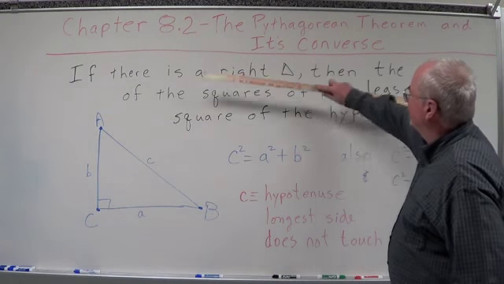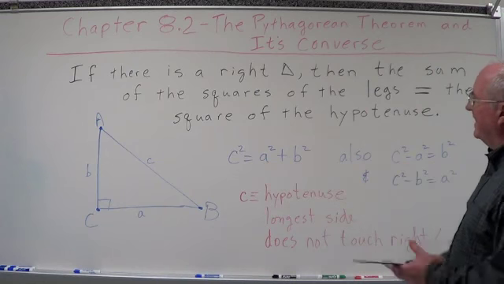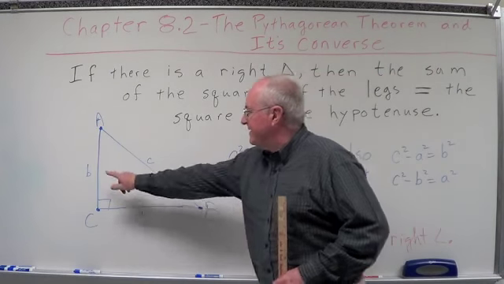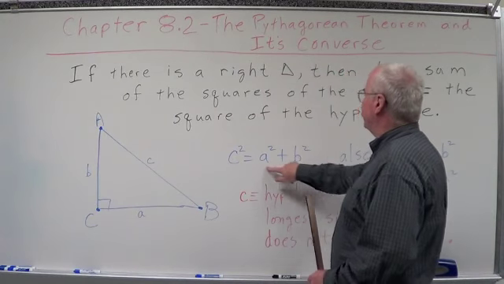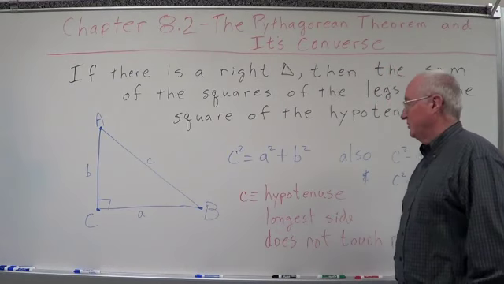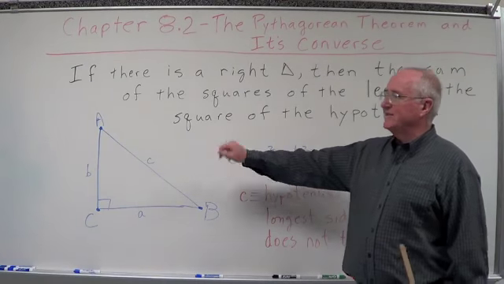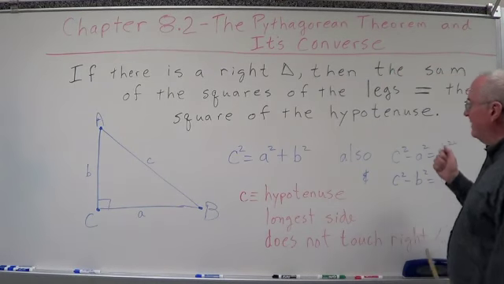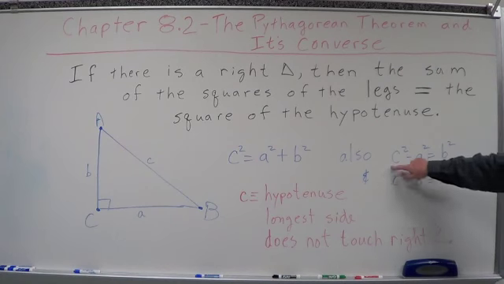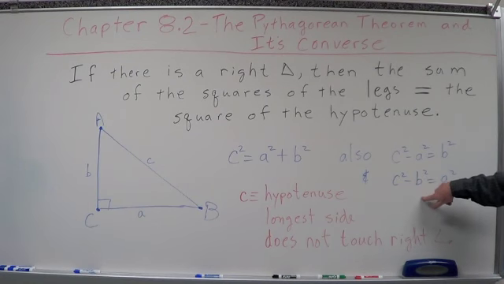And so what this means up here is the sum of the squares of the legs. If we take the legs, a and b, and we square them and add them together, which is the sum, we're going to get the square of the hypotenuse. There it is: a squared plus b squared equals c squared. Or we can also write it another way: c squared minus a squared equals b squared, and c squared minus b squared equals a squared.